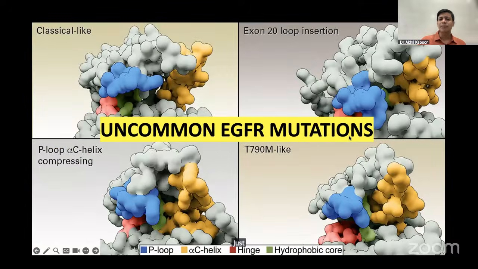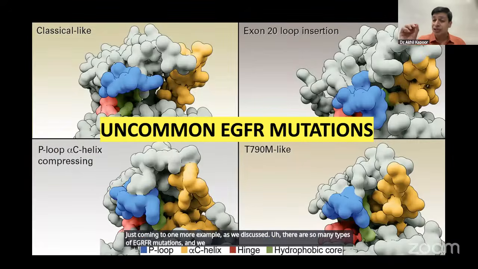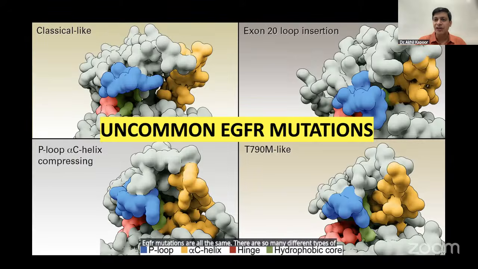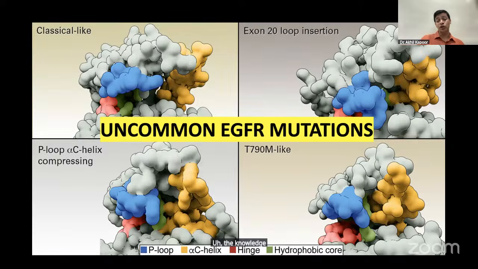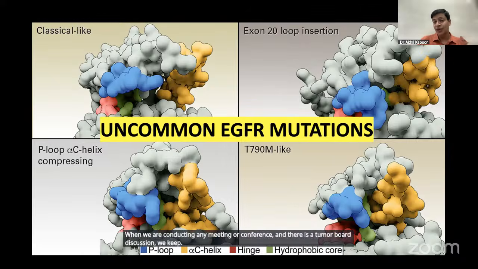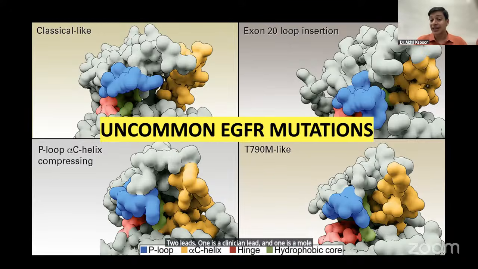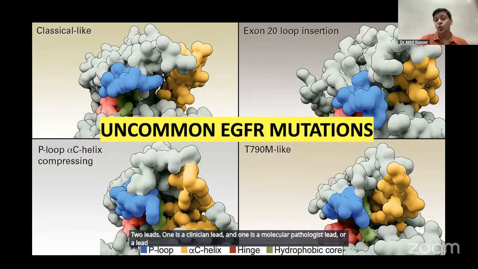Just coming to one more example, as we discussed, there are so many types of EGFR mutations, and we need to individualize treatment. It is not that EGFR mutations are all the same. There are so many different types of EGFR mutations. We need to understand, we need to integrate the knowledge, and we also take help of our molecular pathologist in our molecular tumor board, the presence of whom is very, very essential. So now we have developed a concept: when we are conducting any meeting or conference and there is a tumor board discussion, we keep two leads. One is a clinician lead and one is a molecular pathologist lead.